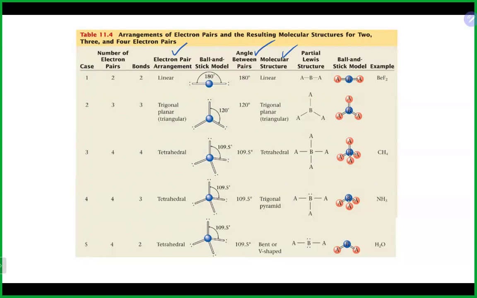If you look up on Canvas, there is a little thing that I made. It says geometry and polarity. It has a nice little table of electron pairs and bonds and talks a little bit about that geometry. Any questions on that there?